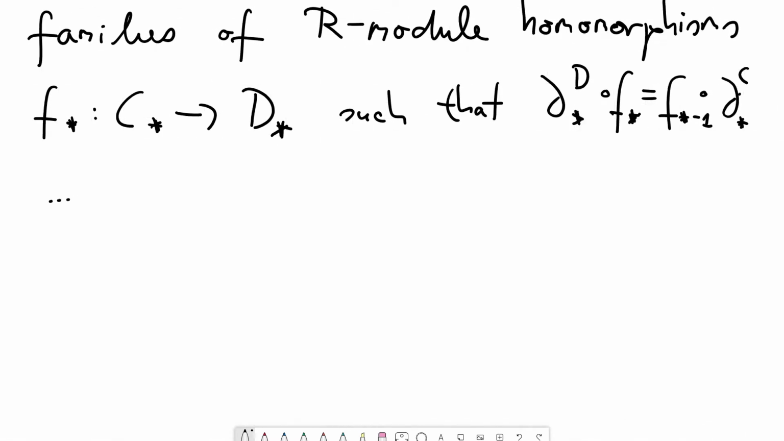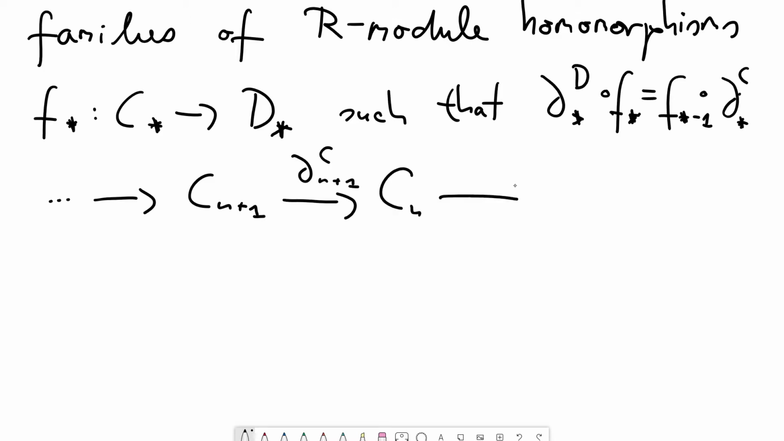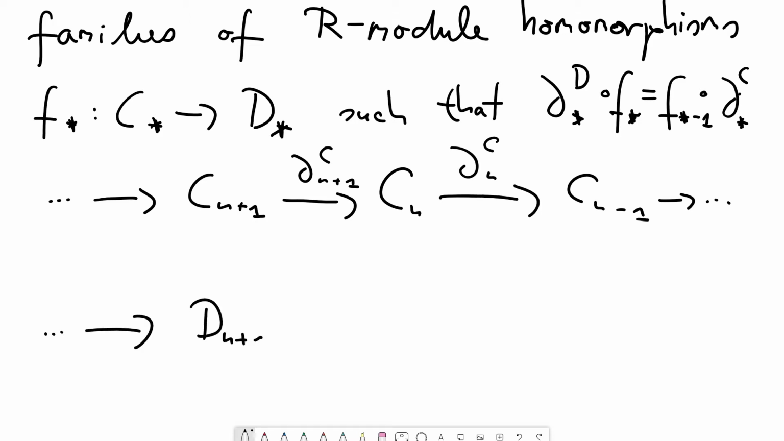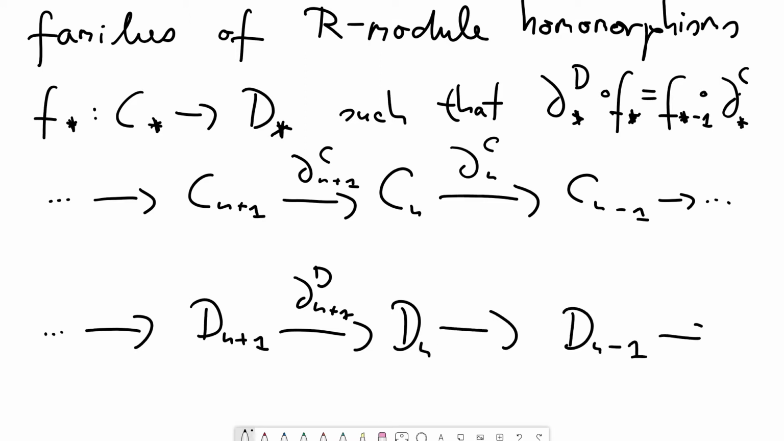Let's write it down. So we here got our chain complex C, so C_n plus 1 going by D_C n plus 1 to C_n. Then we've got D_C n going to C_n minus 1, and so on. And the same thing down here with D's instead of C's, going to d_n minus 1 and so on and so forth. And here we've got d_D n.